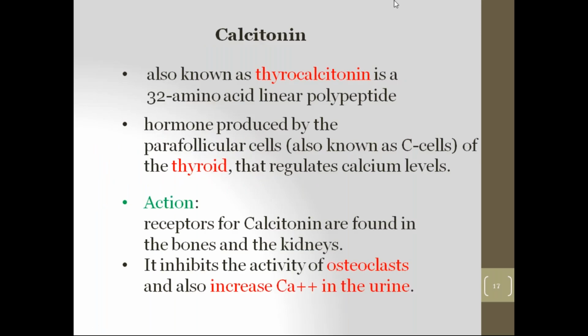Calcitonin, also known as thyrocalcitonin, is a 32 amino acid linear polypeptide hormone produced by the parafollicular cells, also known as C cells, present in the thyroid, which regulate the calcium level. Action: the receptors for calcitonin are found in bones and kidneys. It inhibits the activity of osteoclasts and increases the activity of osteoblasts, leading to increased calcium excretion in urine. The increased osteoblast activity leads to absorption of calcium from the blood.